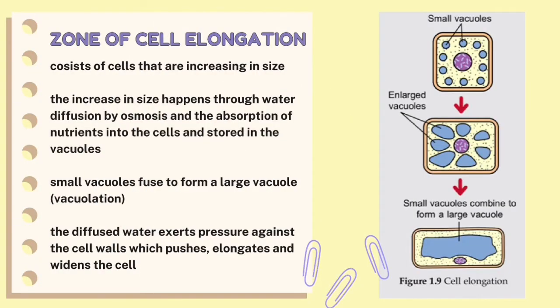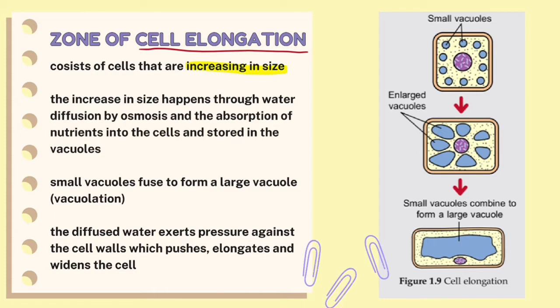Next, we have the zone of cell elongation. This zone consists of cells that are increasing in size. The increase in size happens through water diffusion by osmosis and the absorption of nutrients into the cells and stored in vacuoles, as you can see in this diagram.